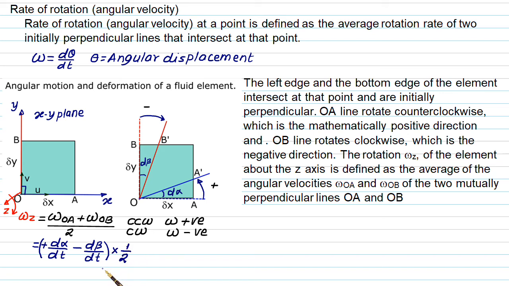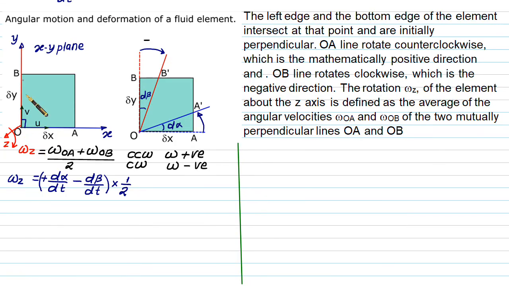It means that to develop the expression for omega z, we must know the value of d alpha and the value of d beta. So we will develop the equations for d alpha and d beta from the given element. On the line OB, we have the velocity vector v, and on the vertical line passing through A, we write the velocity vector as v plus del v by del x, taking the derivative of v with respect to x over a distance delta x.